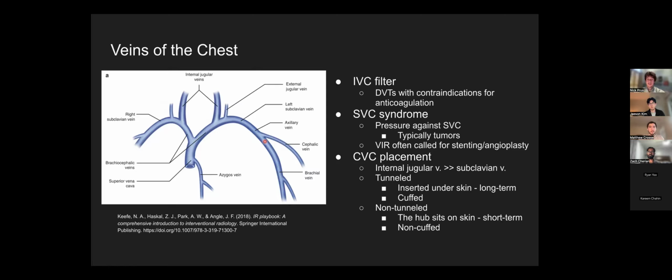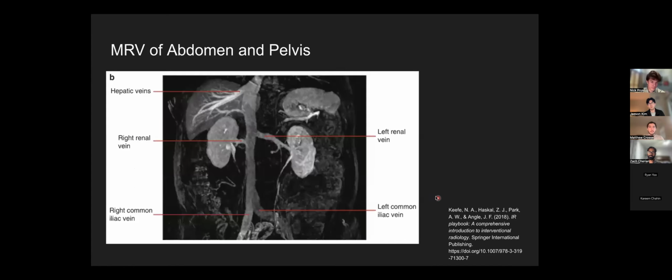And then super bread and butter, central venous catheter placement. You'd want to access the IJ more often than the subclavian. And then there's two types. You have tunneled and non-tunneled CVCs. Tunneled are more long-term. You insert the hub under the skin, and then you use the CVC to provide different medications to the patient. And then you also have non-tunneled CVCs. The hub sits on top of the skin, and it's more short-term.